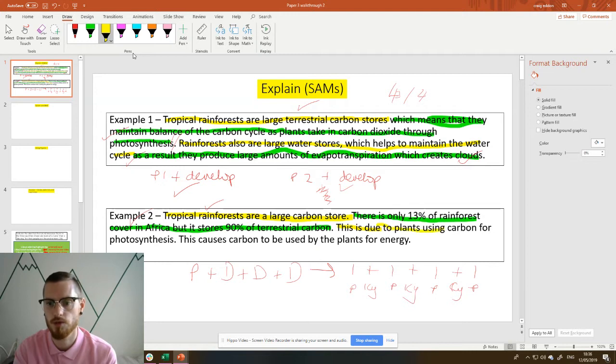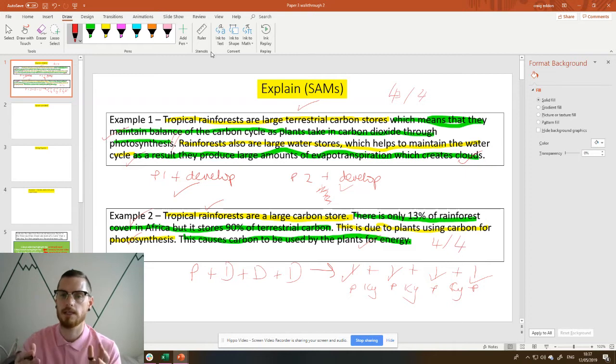This is due to plants using carbon for photosynthesis. There's another point here. And then lastly, we'll go back to green. This causes, giving me another connective phrase. This causes carbon to be used by the plants for energy. All right, so we've got another development. So they've done this down here. I've got 1 point, developed, another point, developed, another point, developed. So that's my 4 out of 4.